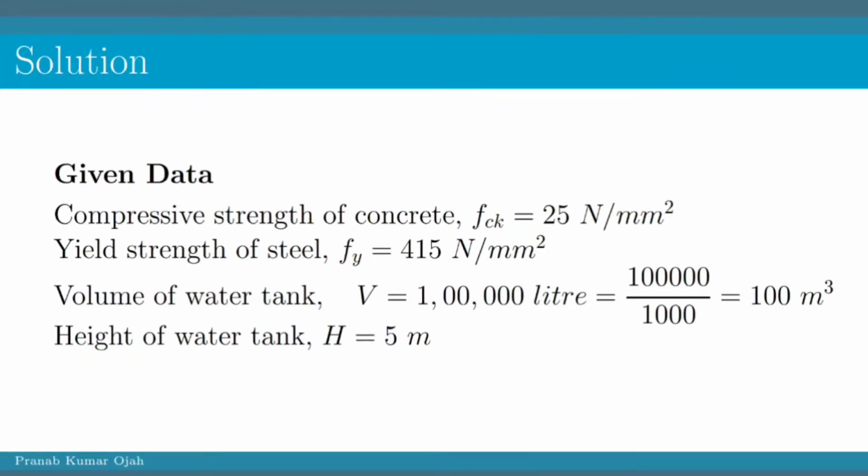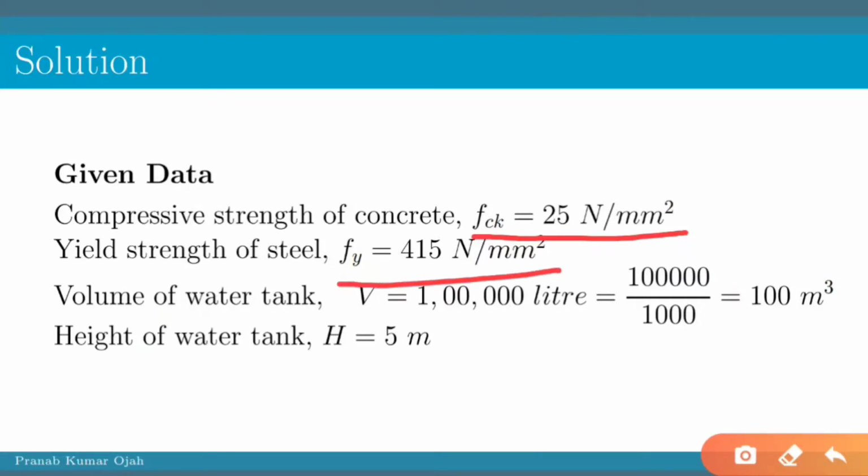So these are the given data. fck, which is the characteristic strength of concrete, is 25 Newton per mm square or 25 MPa. Then yield strength of steel is fy 415 Newton per mm square. Then volume of water tank is 1 lakh liter or 100 meter cube. And then height of water tank is 5 meter. These are the given data.